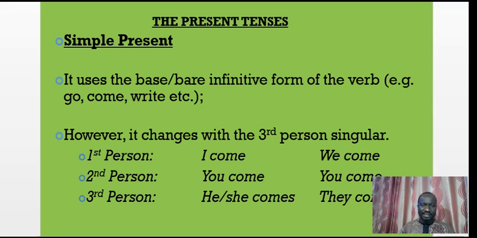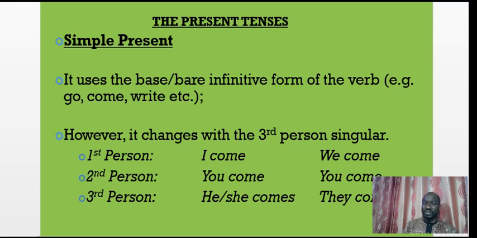So the first person, we have I come, we come. The second person, you come, and then you come. And then the third person, he or she comes. And then the third person, in the plural form, we have they come. Sorry, I nearly messed up by adding that it doesn't take inflection. So it adds some inflections to that.